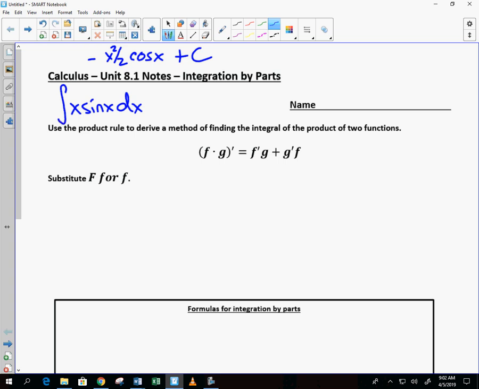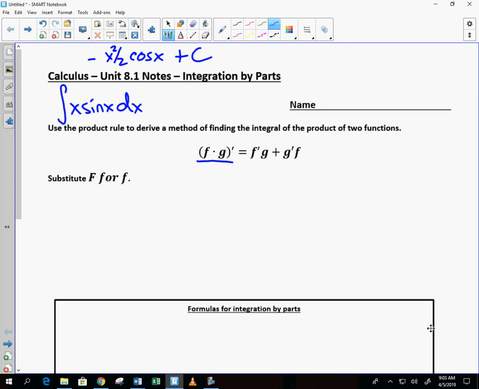Thank you, Braden. He's got it. You see, we know that the derivative of f times g is f prime g plus g prime f. Is everybody with me there? Everybody good? Okay. What we're going to do is put in big F for little f. What is big F compared to little f? The antiderivative, right? We're just going to use it as a variable in this situation to represent the function.